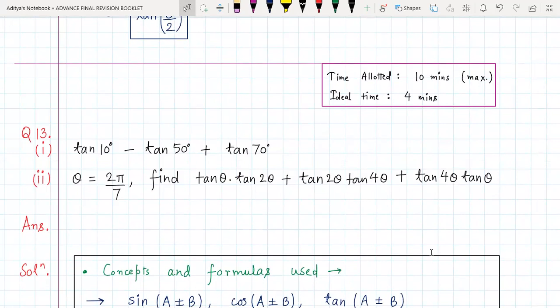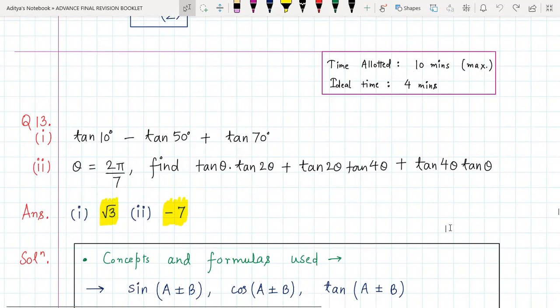it within 4 minutes. So you can pause the video, give the question a try, then return back to have a look at the solution. So I hope you all have tried. The answer to this question would be root 3 and minus 7.